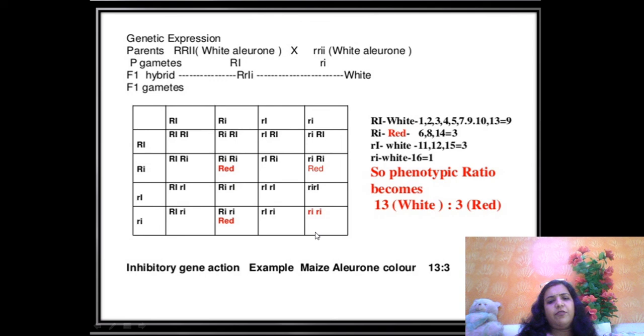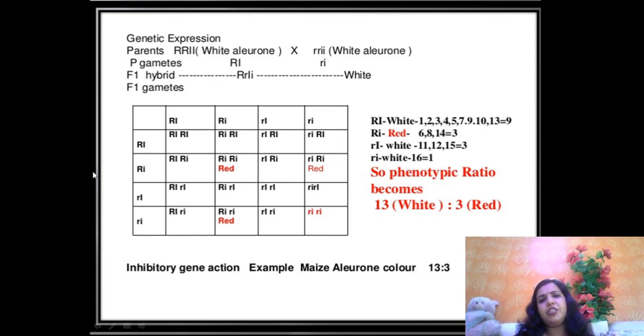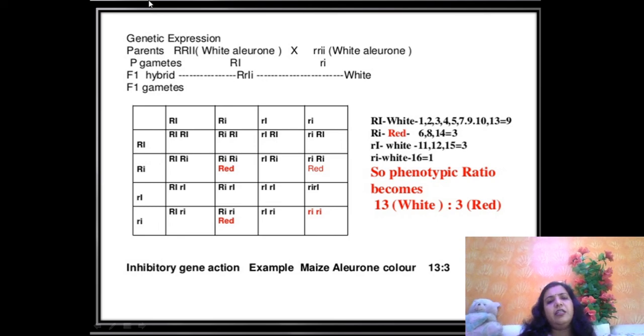One thing which I want to mention here is that there is a big difference between inhibitory gene and epistatic gene. In epistatic gene, there are 2 genes and one gene masks the expression of another gene. In masking effect, both genes express themselves fully, but the expression of one gene is so strong that it checks the expression of another gene.